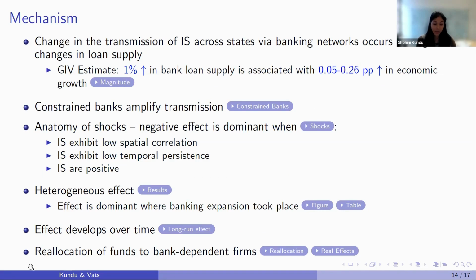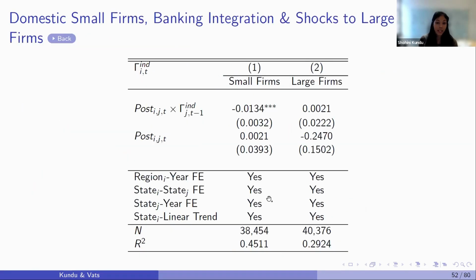One key finding is that there's a reallocation of funds to bank-dependent borrowers. We regress the idiosyncratic shock in the home state on idiosyncratic shocks in the foreign state, and an indicator for whether the two states have integrated, for small firms and large firms separately. We find that the reallocation of funds primarily affects small firms. You can see the point estimate is significantly larger for small firms than large firms, and statistically significant at the 1% level. This finding suggests that firms which are more dependent on banks as a source of external financing drive the aggregate response in economic growth across states.